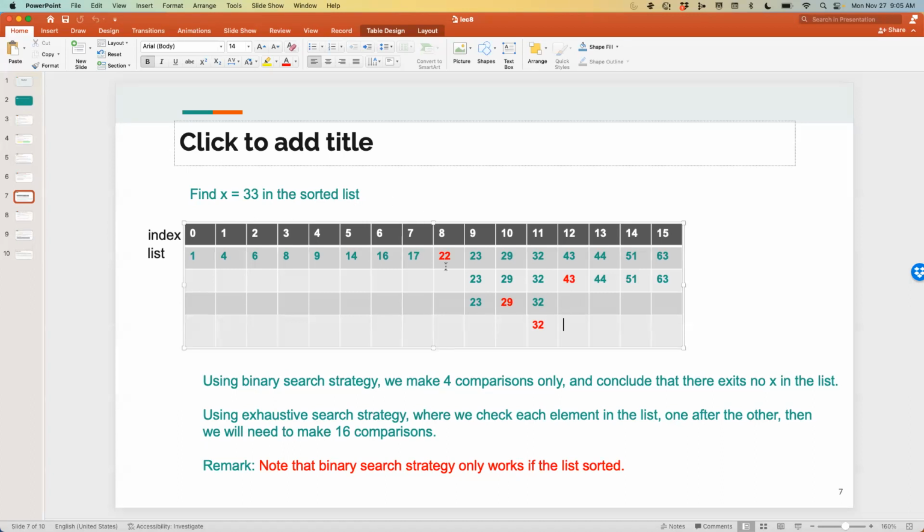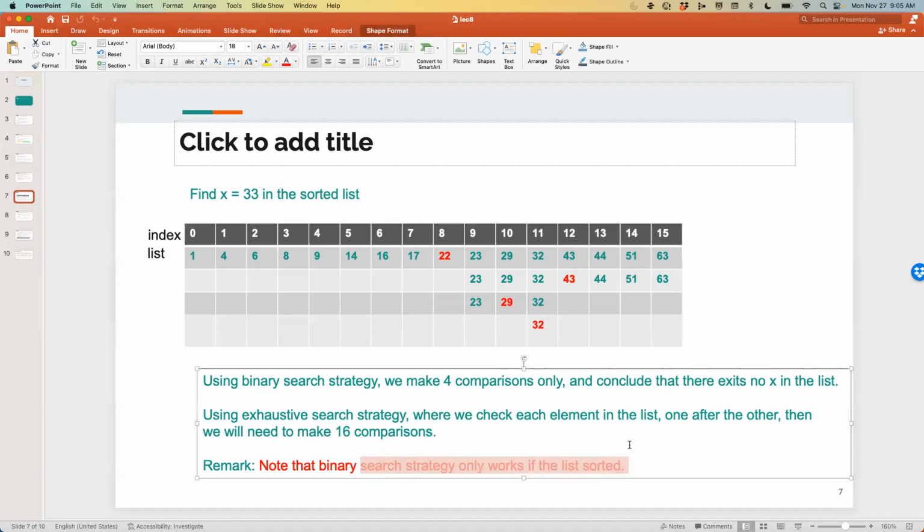All right, and eventually we only make 4 comparisons: 22, 43, 29, 32. Only 4. So it's an efficient way to look for an element in a sorted list. But remember, binary search strategy only works if the list is sorted.